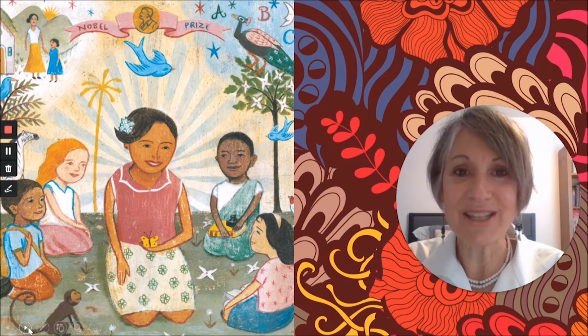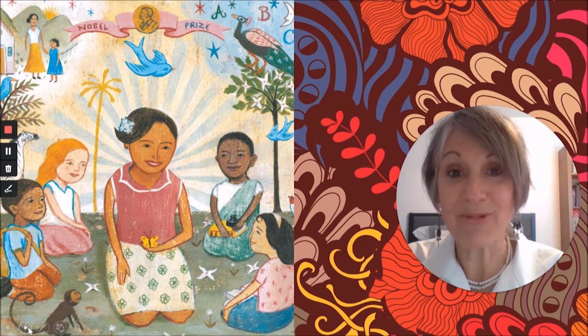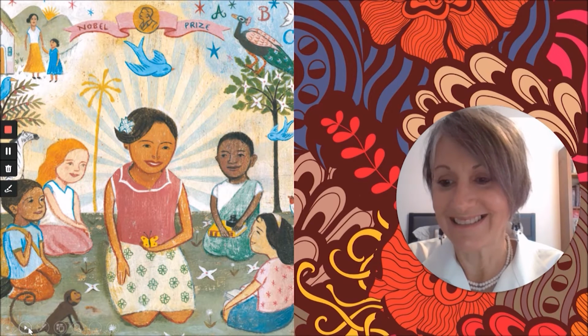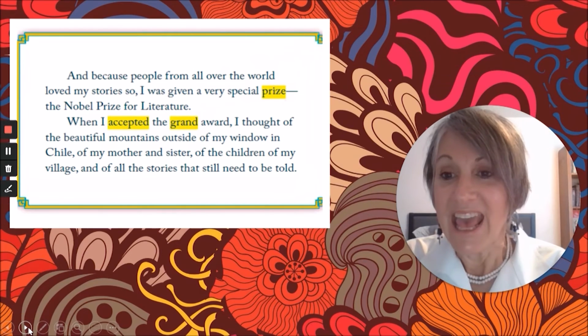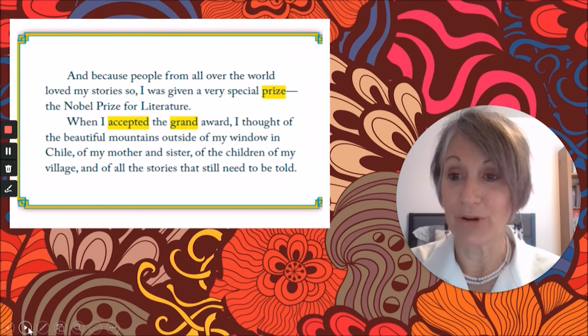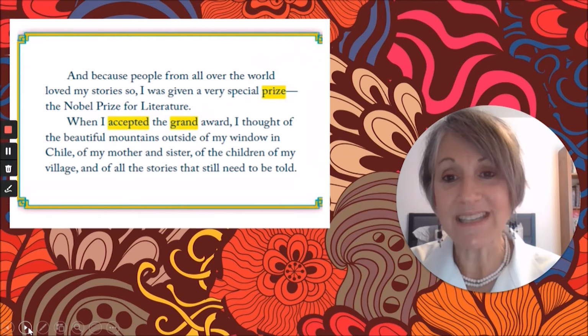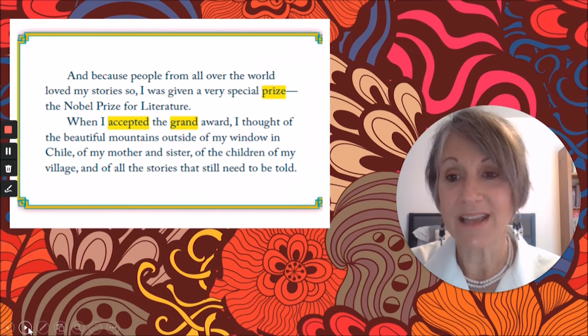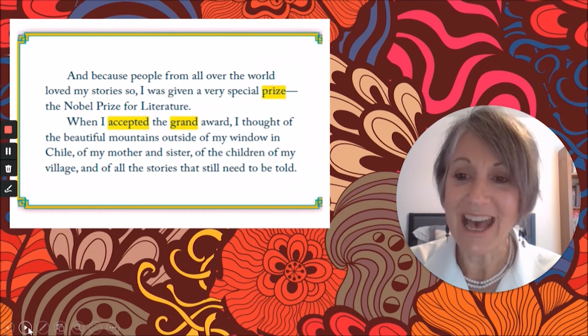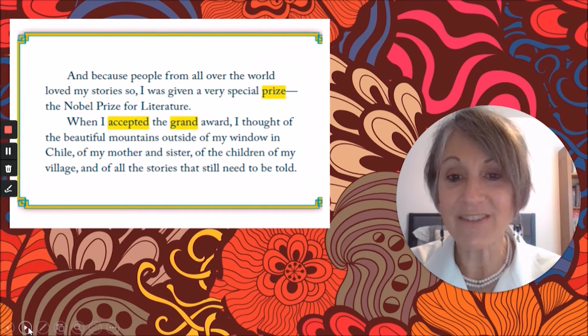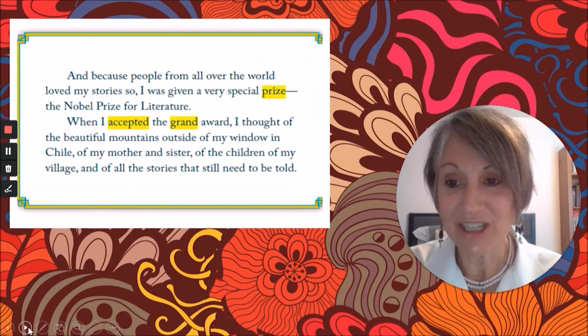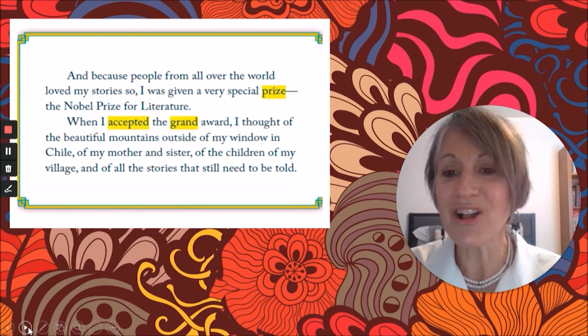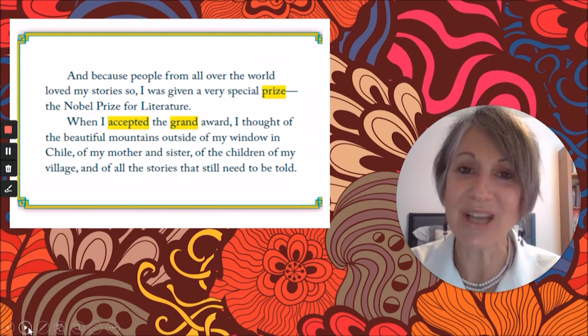I see something important on this page. I see at the top where it says Nobel Prize. And because people from all over the world love my story so, I was given a very special prize, the Nobel Prize for Literature. When I accepted the grand award, I thought of the beautiful mountains outside of my window in Chile, of my mother and sister, of the children of my village, and of all the stories that still need to be told. I think this is important.